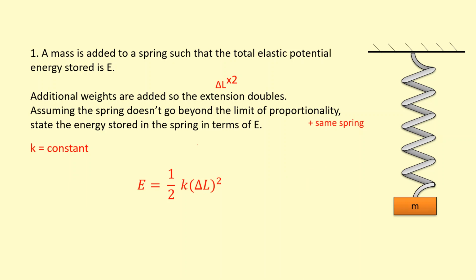Okay, so half is a constant, and the k is also not changing, it's a constant. So my delta L, the extension, is times 2, but that's inside a squared bracket. So I'm going to have to square that, so that's times 4. So the new energy is going to be times 4. So the new energy is 4E.